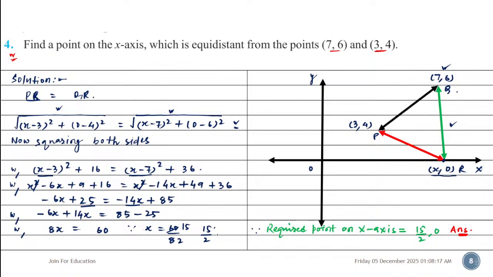After the simple calculation, we get the value of x, and the coordinate of the point is 15 by 2 and 0. The value of x is 15 by 2 and this is the 0. So the required point on the x-axis equal to 15 by 2 and 0. Hope that there is no problem to understand. So PR and QR are the same according to the question.